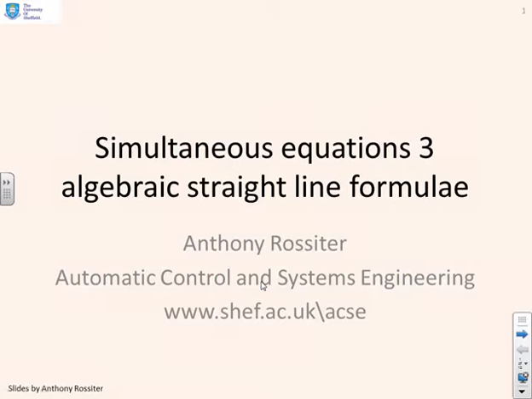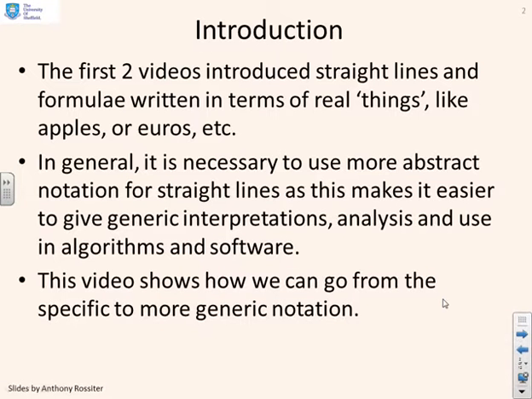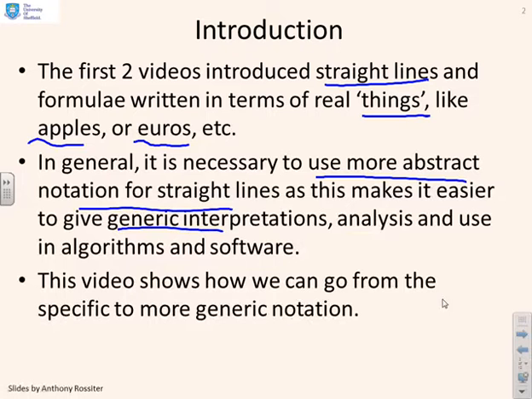This video looks at formula for straight lines in compact form. So the first two videos have introduced the concepts of straight lines, but written formula in terms of real things. So I've used words like apples or euros or time. In general, it's necessary to use more abstract notation for straight lines, because this allows us to give generic interpretations or analysis, or indeed use algorithms and computer software.